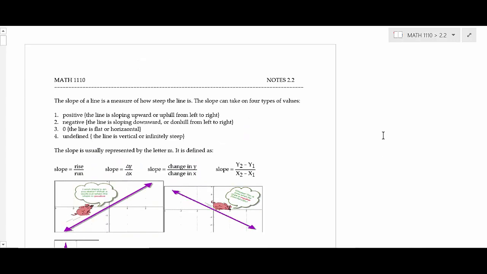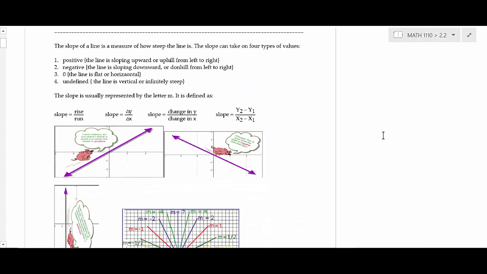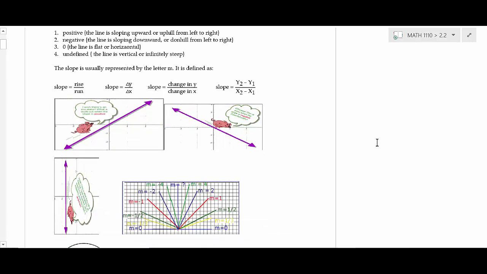Going to be looking at in 2.2 is linear functions. A lot of this you probably have in your background. It may be a review for a lot of you. Some of it may be new, but we're going to just do a quick overview of linear functions.